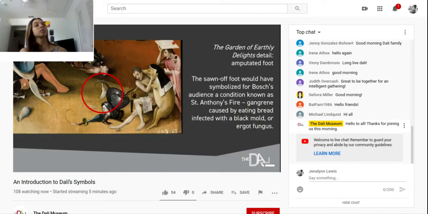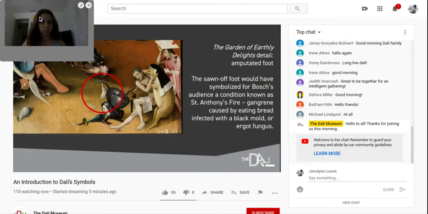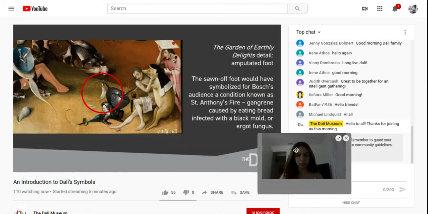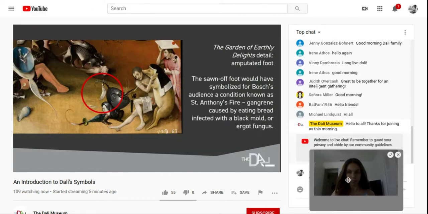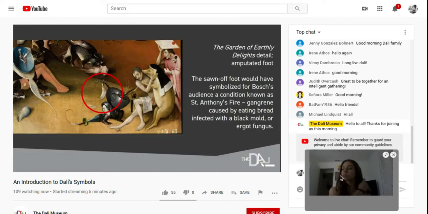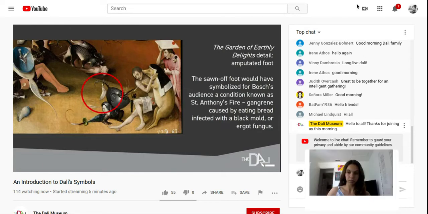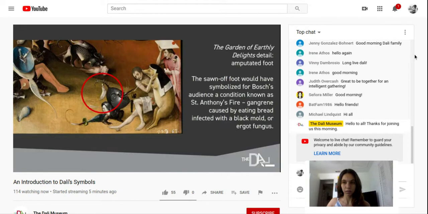from him dangling is a foot. And this is a very specific and unique reference. This is a symbol that would be known to people at the time, but it's been lost to our common understanding. It's a sawed-off foot, and during Bosch's time, that would have symbolized St. Anthony's fire, because this was a kind of gangrene that was caused by eating bread that had been infected by black mold. And so people were losing limbs. So to see a limb like this refers to some of the horror that could happen to you by going astray.